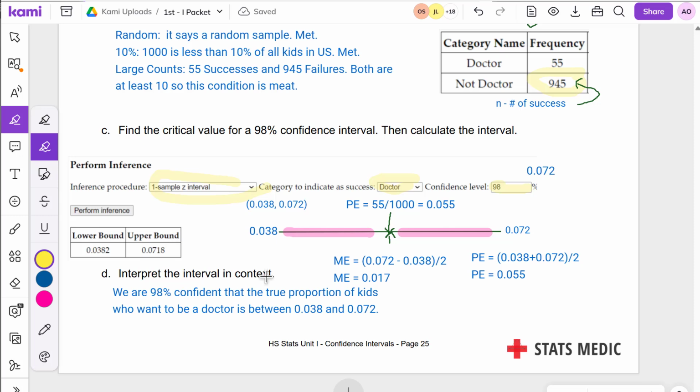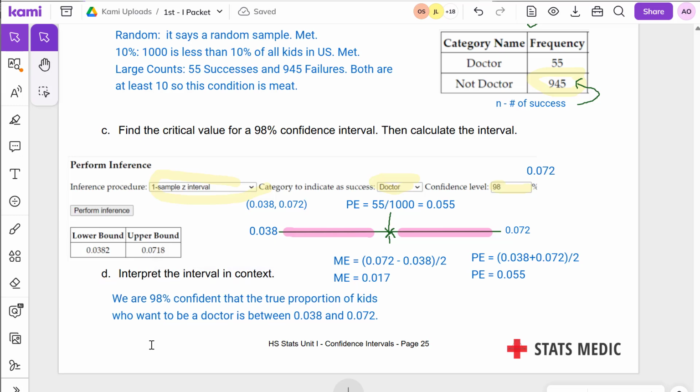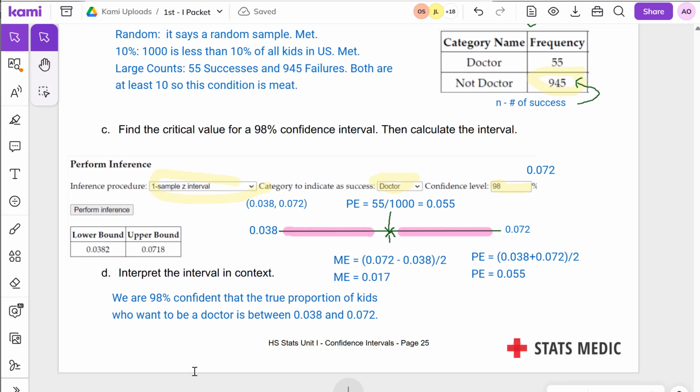Last but not least, how do you interpret it? You would say we are 98% confident that the true proportion of kids who want to be a doctor is between 0.038 and 0.072. And there you go. And that is the last lesson for this unit.